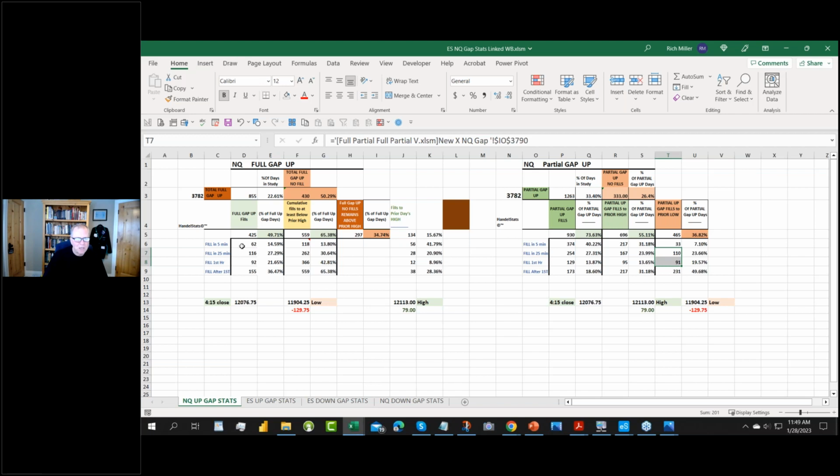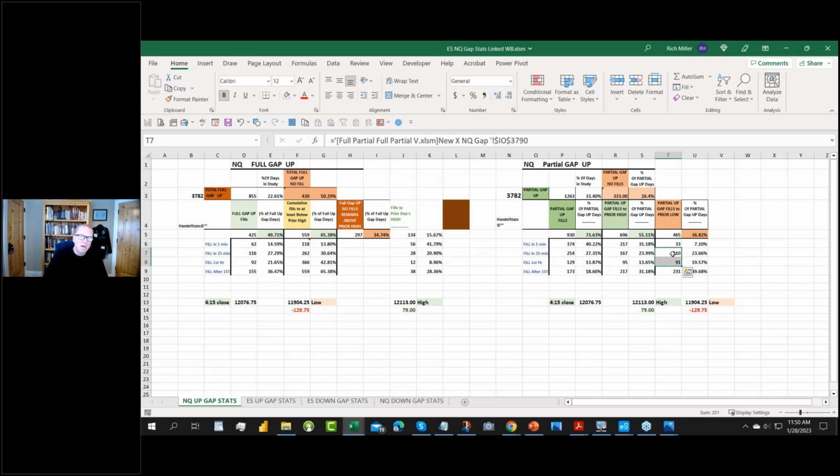And then as I said before, you can see even with full gaps here, I talk about what fills in 5 minutes, what fills in 25, what fills in the first hour, what fills afterwards, and these partial gaps. When I enter all the information in, these stats change, and it'll tell you, are you going to fill in the first 5 minutes? Are you going to fill in the first 25? Or the probability of doing so. Besides looking at whether it's going to gap fill, the probability of it going to the prior day's high or the probability of it going to the prior day's low.